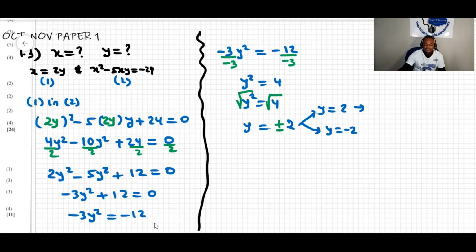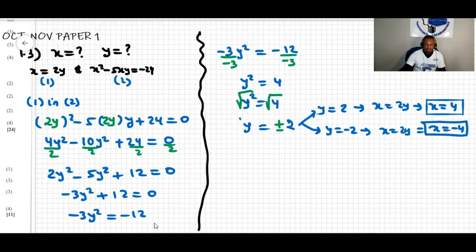Now, because x was equal to 2y, we can substitute the value of y. When we substitute 2, we have x equal to 4. And also, because x is equal to 2y, we have x equal to negative 4. So these are the solutions. We find when y is equal to 2, x is equal to 4. When y is equal to negative 2, x is equal to negative 4.